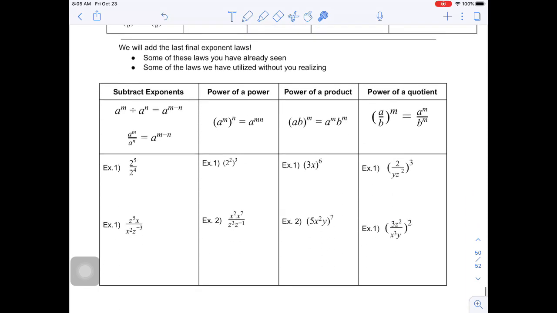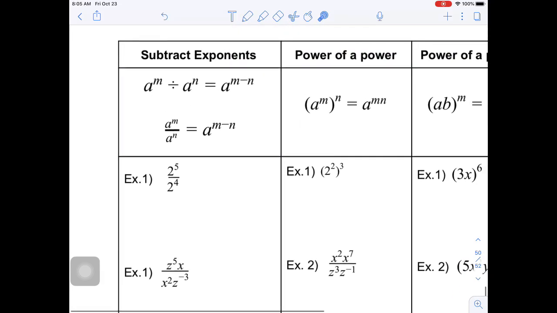So let's look at the last few final exponent laws that you need to know. Some of these laws you've already seen, such as this one and this one. These two are very related, okay? And then some of these we might just have to learn quickly, and that's okay. So let's focus on our subtract exponent law.